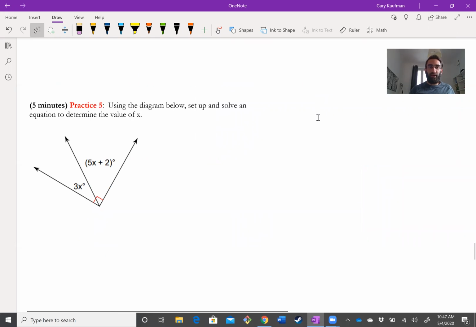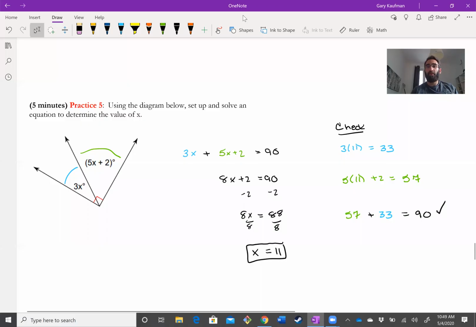Here's practice 5. Let's see what you can do. Go ahead. So we had to combine some like terms that were variable terms, but 3x plus 5x became 8x. I was then able to solve for x. I had to substitute this in for both the 3x and the 5x plus 2 to be able to check. And I saw that 33 and 57 degrees when added makes 90 because they are in fact complementary.